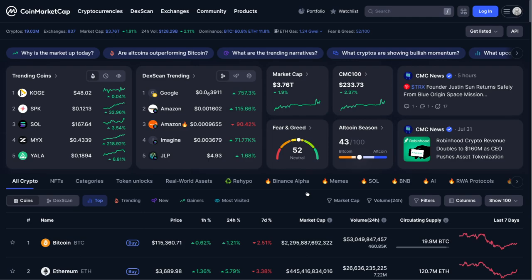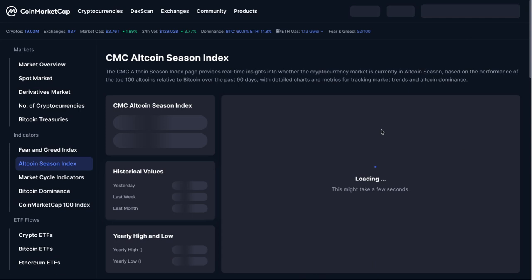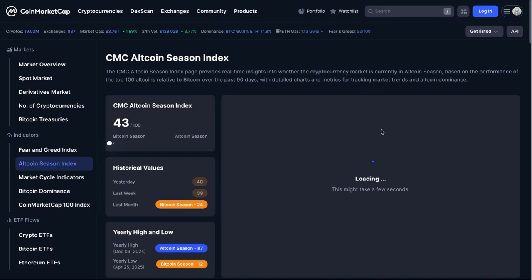Fear and Greed Index is at a 52. That's come down from last week. Altcoin season is at a 43 out of 100. Like I said, that's been getting to the highest levels we've seen for a while. If we click on this, come over here, I want to show you something because it hasn't been to these levels for quite a while.